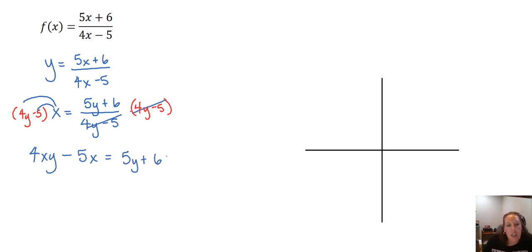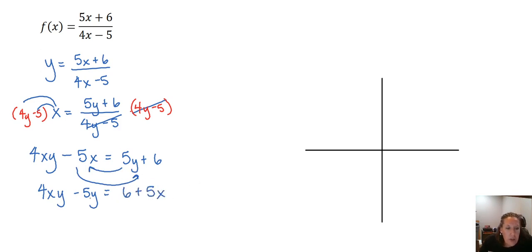5y plus 6. We want to solve this for y, so let's get all of our y's on one side. So 4xy, and then I'm going to subtract 5y to move it over. And then I want to add the 5x to both sides to move it over. So we just want to get all of our y's on one side and anything that doesn't have a y on the other. We can factor a y out on the left hand side. Our greatest common factor there is a y. We factor that out. We are left with 4x minus 5. And then on our right, we get 6 plus 5x.